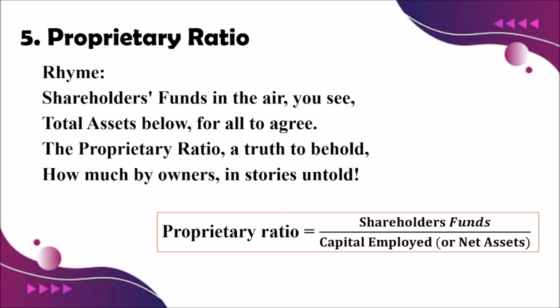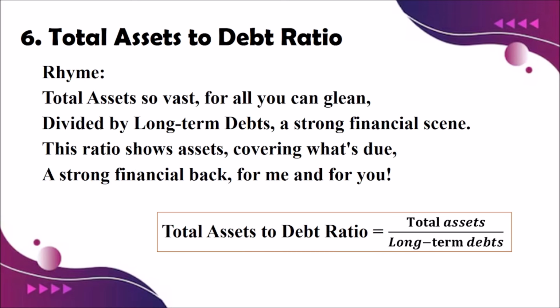Proprietary ratio, another in the solvency category. The equation is shareholders fund by capital employed. But please read these 4 lines. Practice, memorize it. Total asset to debt ratio. It's a lengthy one. Read the rhyme. The equation is total asset by long-term debt.